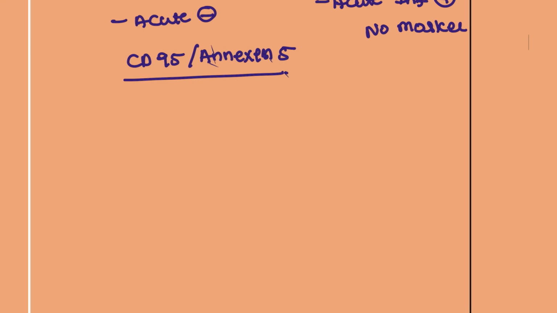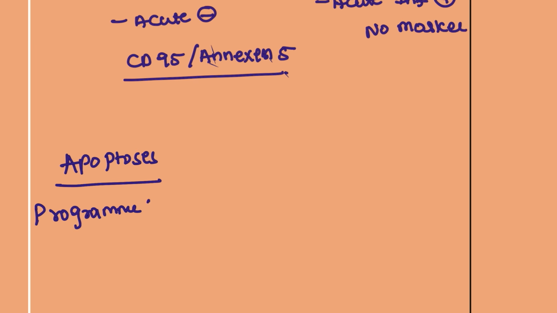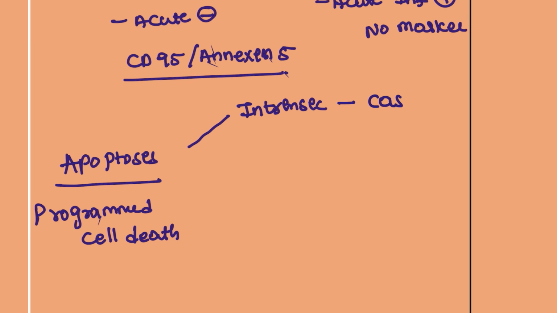Next, how is the pattern seen, how is apoptosis seen? The definition of apoptosis is programmed cell death, right? This is the definition. So what does this programmed cell death do? It has two pathways. One is the intrinsic pathway. It directly damages the mitochondria, and this pathway is caspase dependent. What is the caspase involved here, guys? For the intrinsic pathway, remember it is caspase 9.